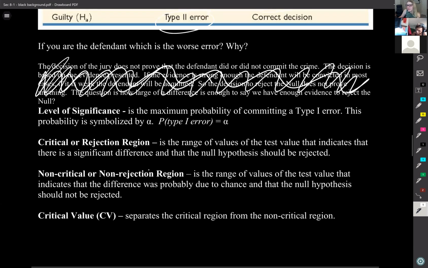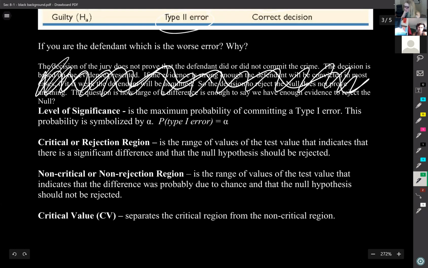There are 3 commonly used levels of significance. I don't think they're stated in the notes, so I'm just going to write them down. So some common ones are 0.10, 0.05, 0.01.